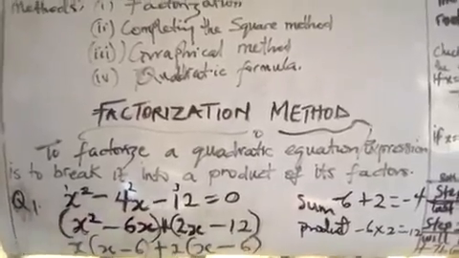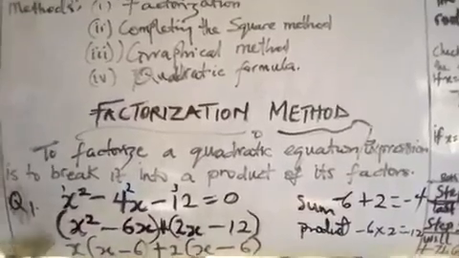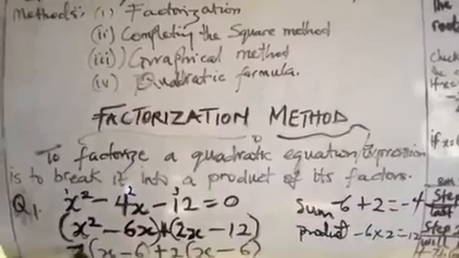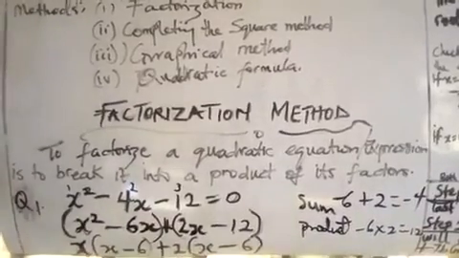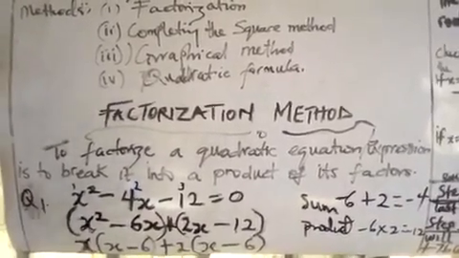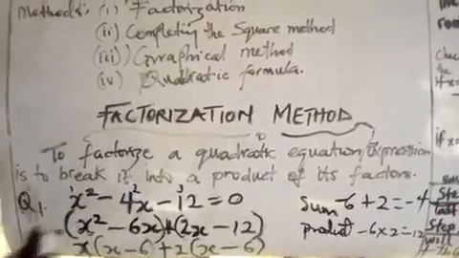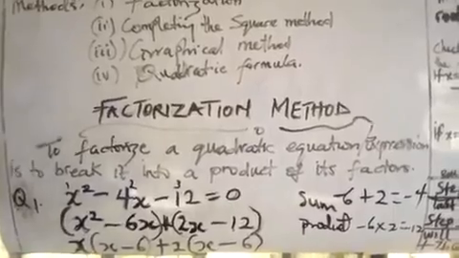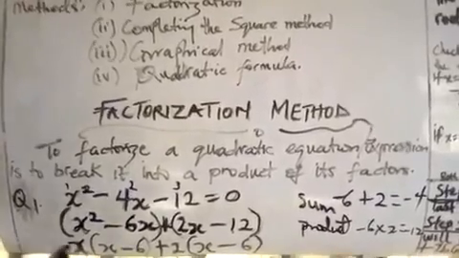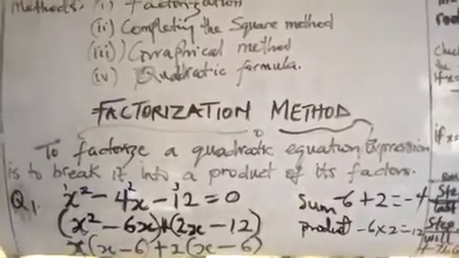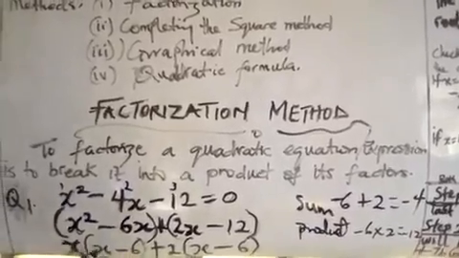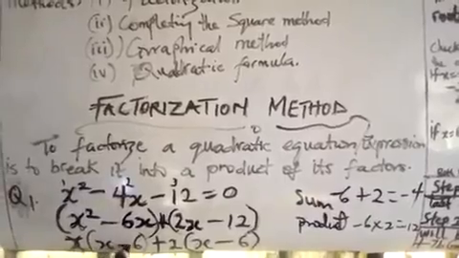By the time you group, you take out the common factor. What is common to x squared and to 6x? The common factor is x. You bring it out, you open the bracket, and then you have x minus 6.